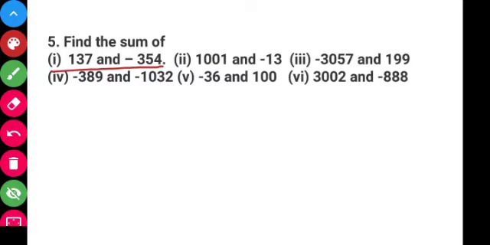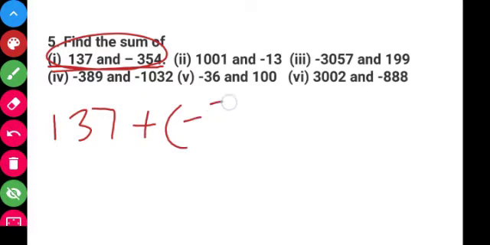So here the first part is given: find the sum of 137 and minus 354. So you write 137 plus minus 354. When you write a negative integer, put it in brackets. Okay, so find the sum of this. Here this is 137 and this is minus 354.